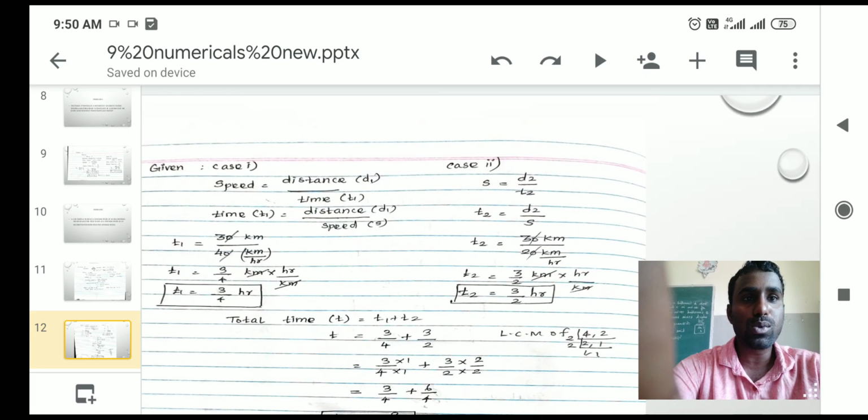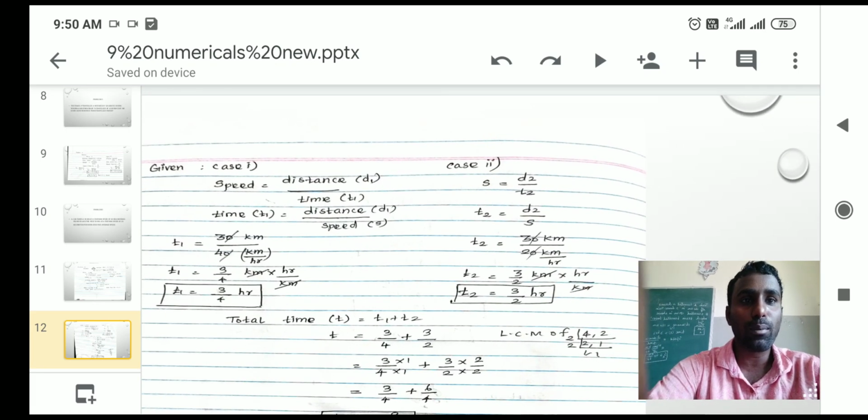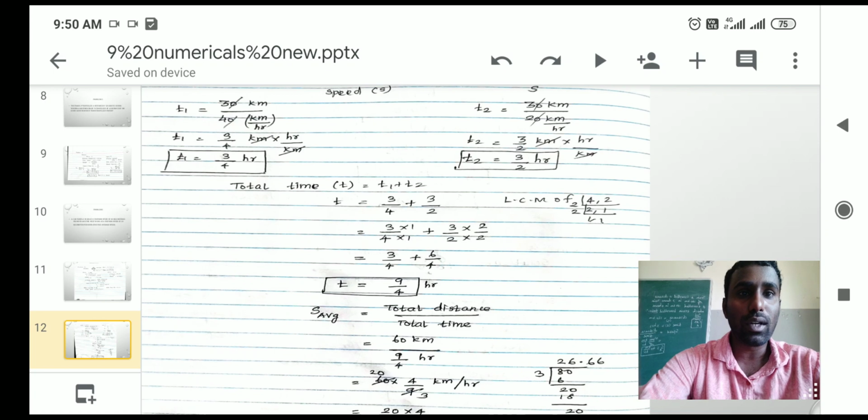In case 2, same way, substitute the formula. Time is equal to 3 by 2 hour after substituting the formula. So find the total time. Total time T equals T1 plus T2, T equals 3 by 4 plus 3 by 2. If we take LCM of 4 and 2, we are getting LCM as 4. Change the denominator to 4. After changing that value, we will get 9 by 4 hour. This is the total time.